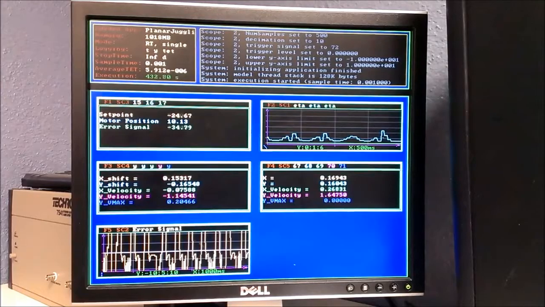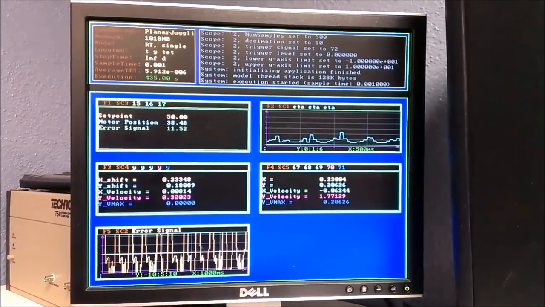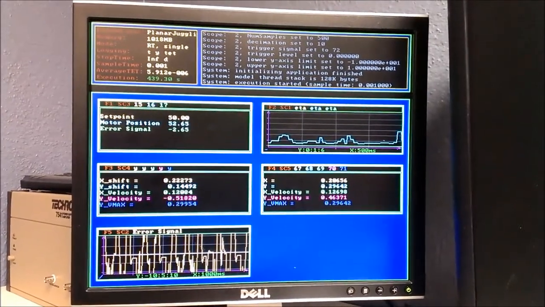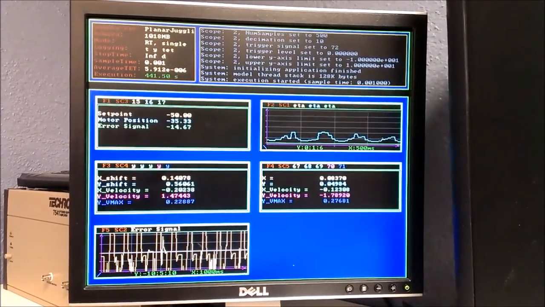The model displays the set point of the motor position, and the error signal. The error signal is also plotted. The eta, or energy of the puck, is graphed along with the positions and velocities of the puck.